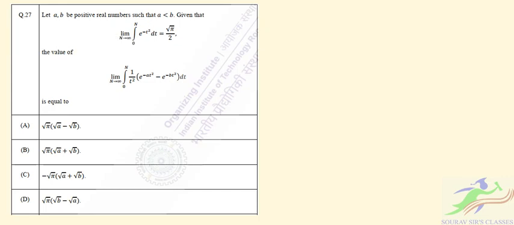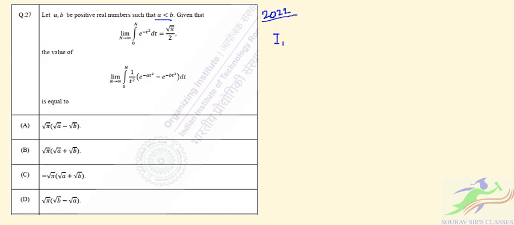So this is question number 27 from the 2022 paper. We have a and b, positive real numbers such that a is less than b, and the value of this particular integral is given. To find the value of the limit as n tends to infinity of the integral from 0 to n of this particular integral, we can write it in two parts.